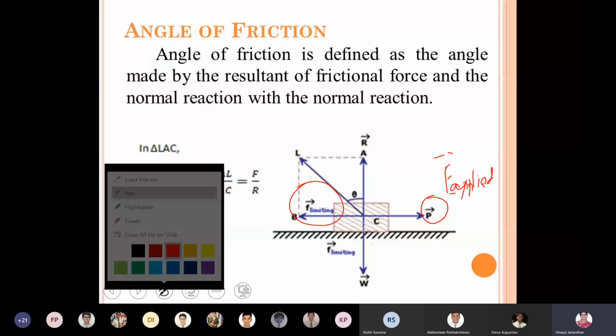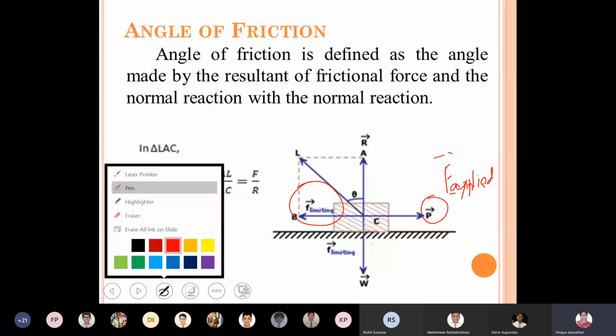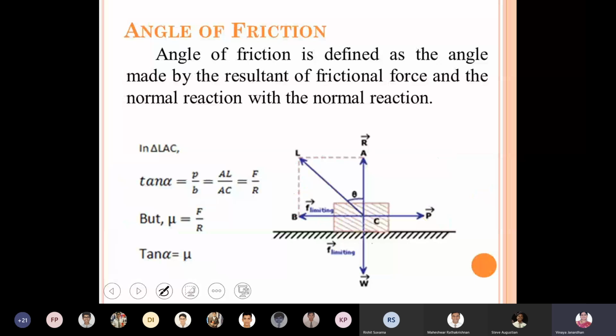Now you have to check what your angle of friction is. So you have two forces. I'll just take this as your frictional force F. Then you have the normal reaction. Can you identify this? They have marked this point as C, this point as A, and this point as B.